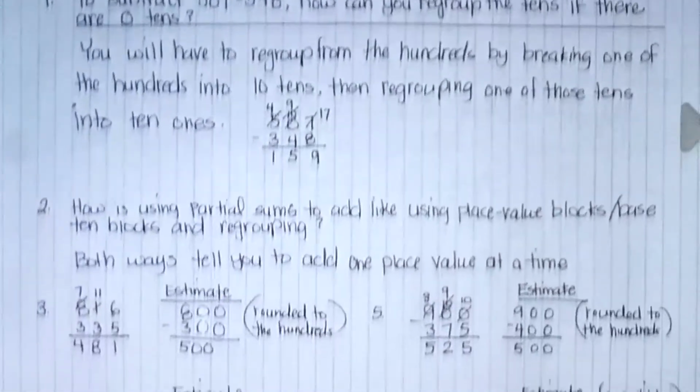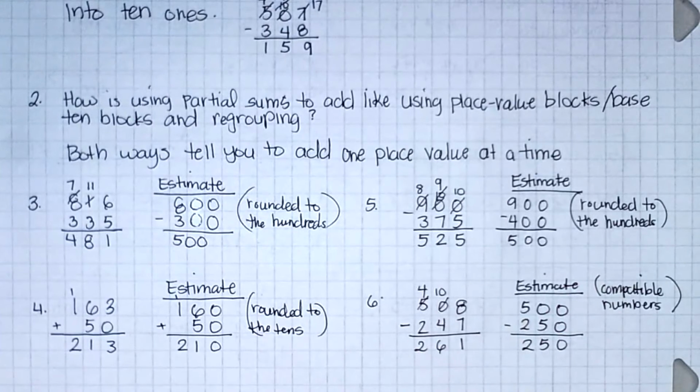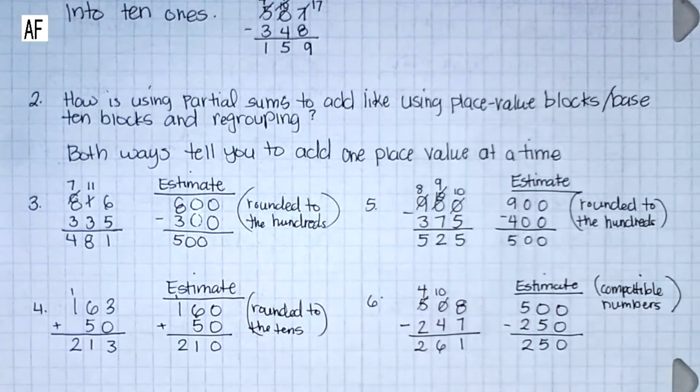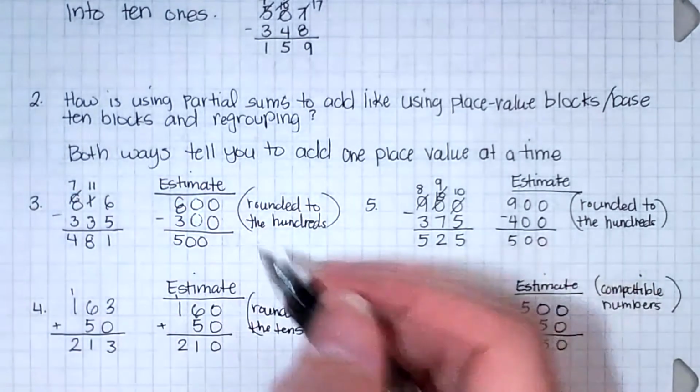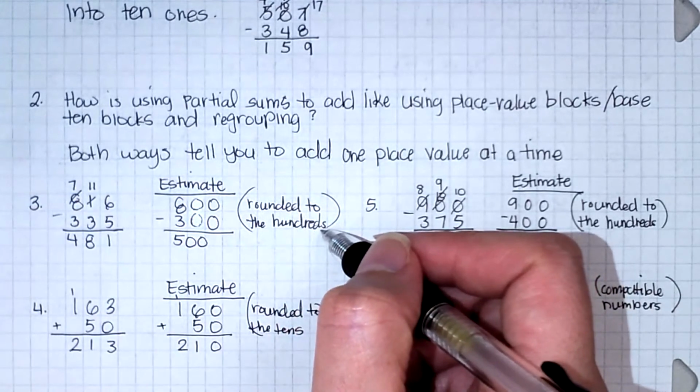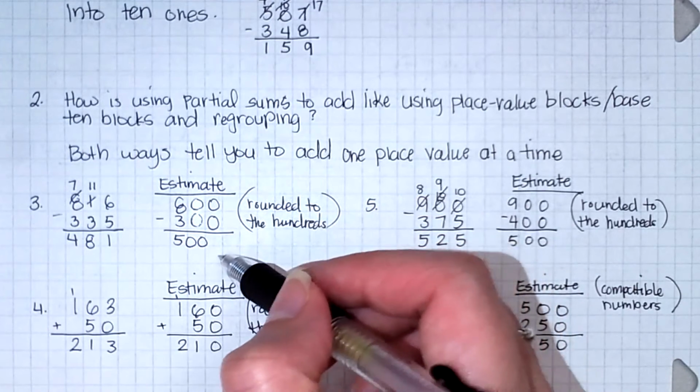Now for numbers 3 through 6, we were asked to come up with an estimate, and then to find our actual answer. So for number 3, our numbers were 816 minus 355. I rounded over here to the hundreds and I listed it for you. It became 800 minus 300, which gave me 500.